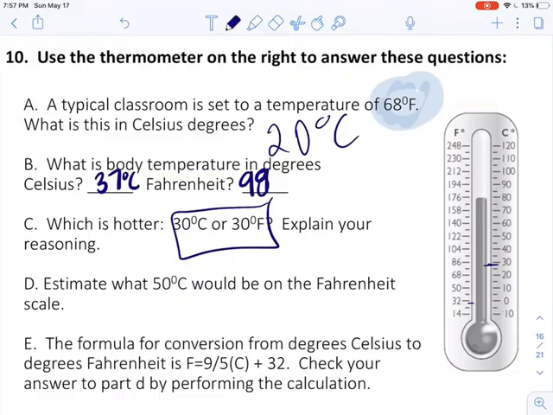And then if we looked at 50 degrees Celsius on our thermometer, it might be about 122 degrees Fahrenheit. We can determine that more accurately by using a formula versus always relying on this thermometer. So check your calculation using this formula. Did you get the right answer?